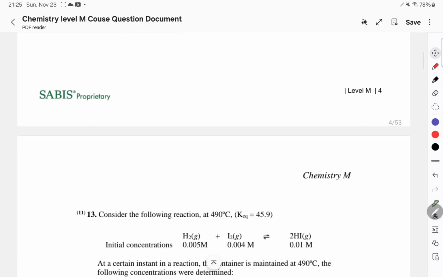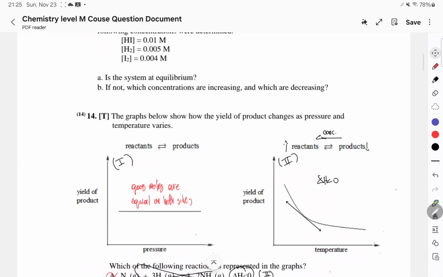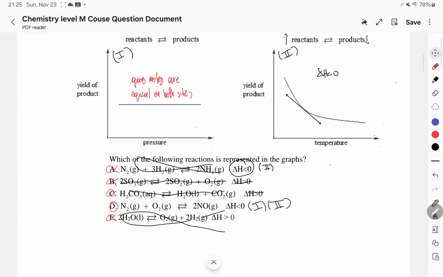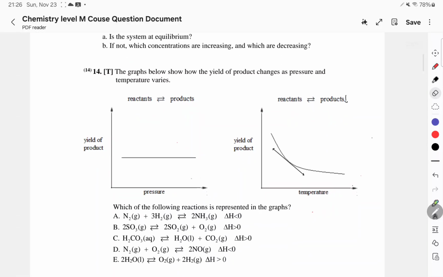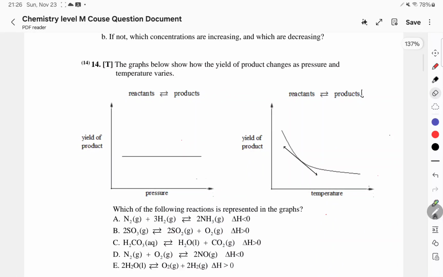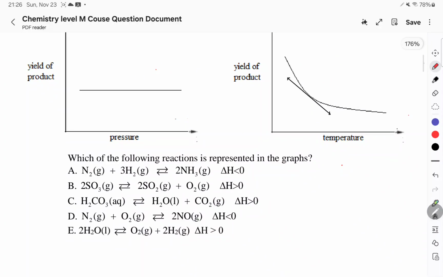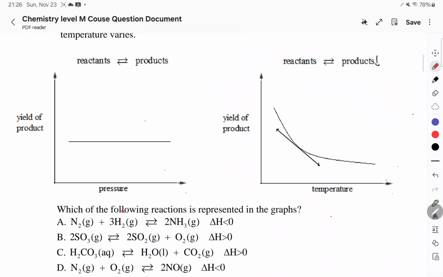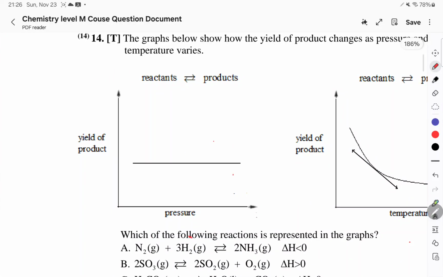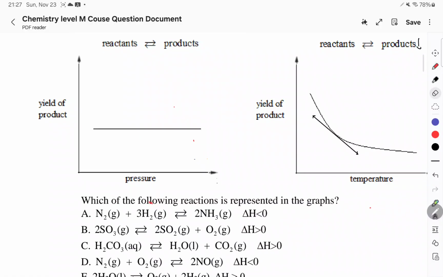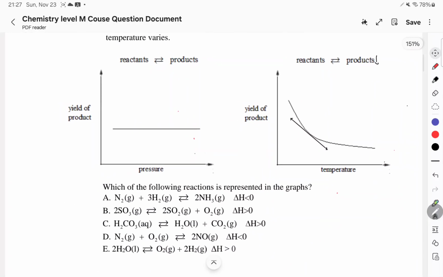Sorry. Now, I'll look for the top question. Okay, well, now in this question here, they gave us two graphs and they want us to figure out if these reactions match these two graphs. Now over here, in this graph, it states that as pressure increases, the yield of product does not change. So when the yield of product does not change, this is normally an indication that the number of gaseous moles on both sides of the reaction are equal.